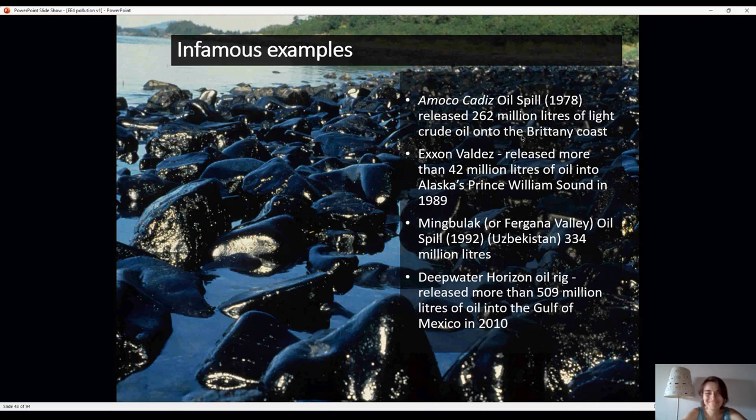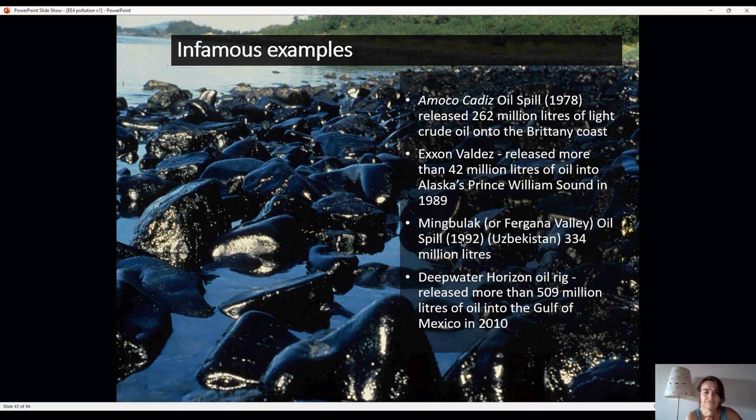So I remember this one. This is 78. This is the Brittany coast. Exxon Valdez. This was in Alaska. This was also a big one, 89, 42 million litres. This one, I'd never heard of. These are associated with the sea. So the first two and the last one are associated with the sea.